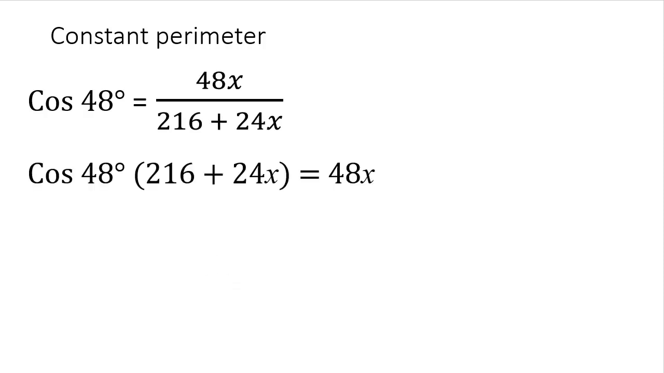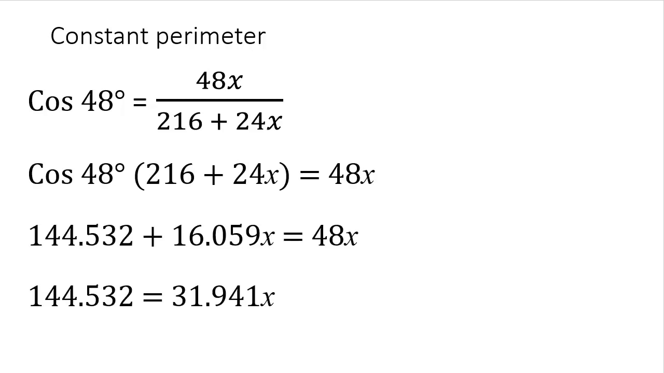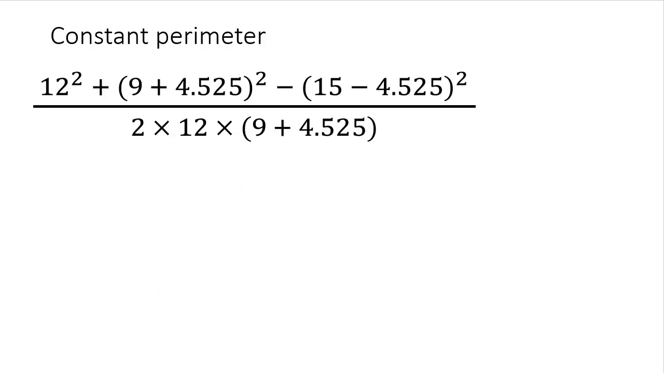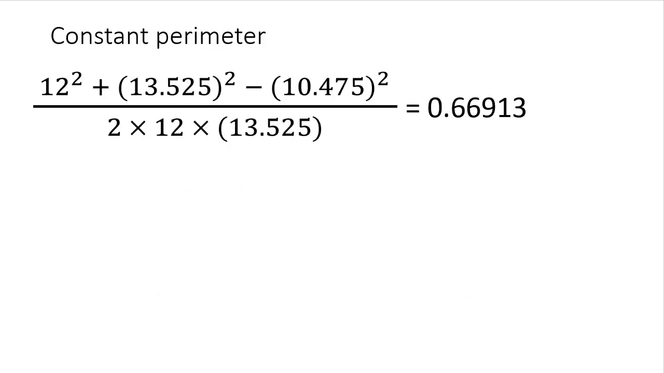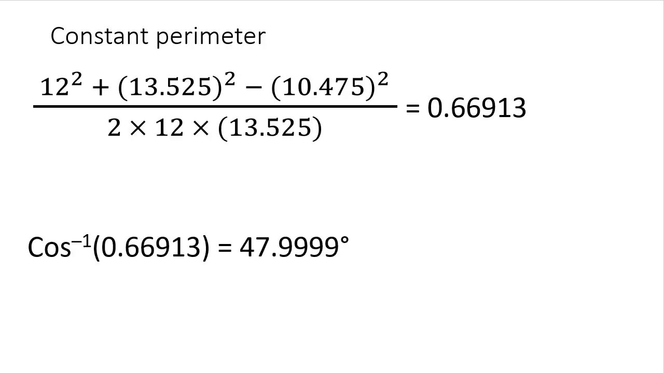Once we've done that, we multiply the bottom across, expand the brackets, put the x's on one side, divide across, and we get that our unknown distance is 4.525. So much can go wrong with that you're foolish to just leave it there. You should go back to the original equation, stick it in, we get that value. If I inverse cos, then I get back to 48. So I have done my working correctly because it checks out.